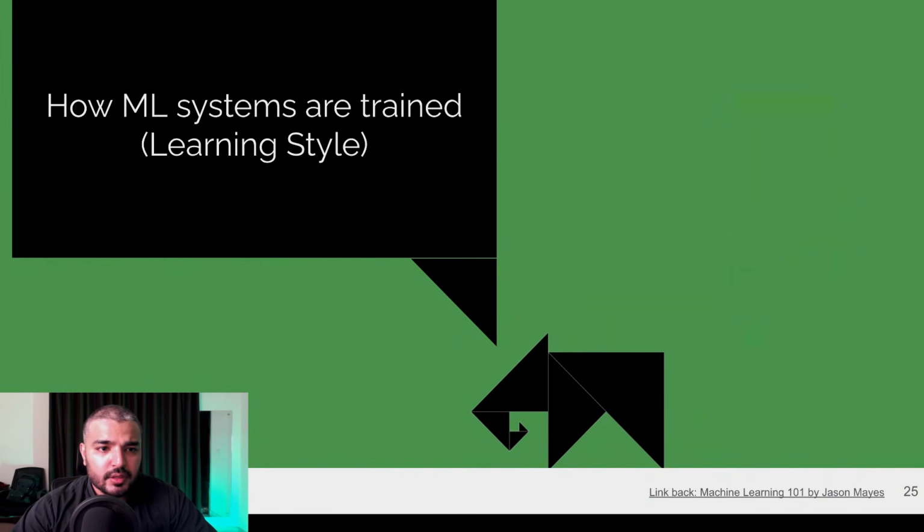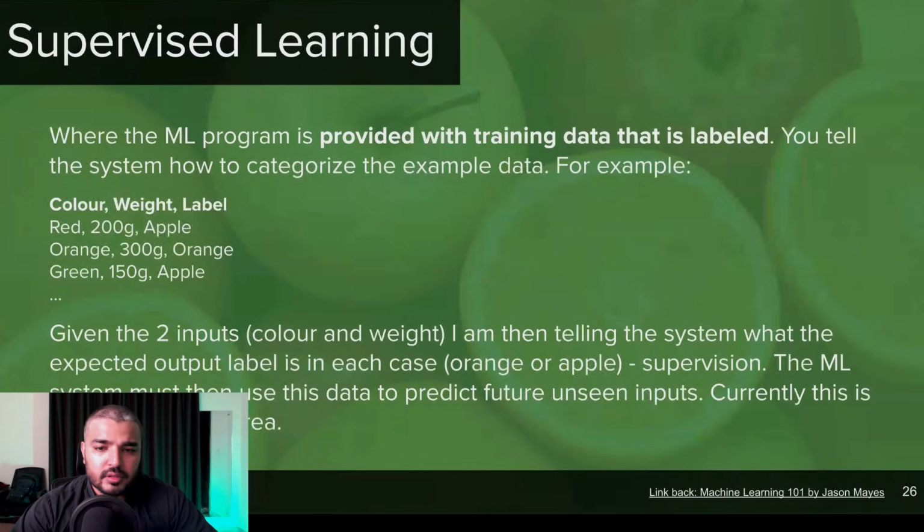So let's skip this video. Okay, how ML systems are trained, learning style. The very first and popular one is supervised learning. What supervised learning basically means is that it's a supervision in terms of data. You're talking to your model, and you're just saying that I'm giving you this data and you just need to learn the patterns. You are in control because you're providing all kind of data.